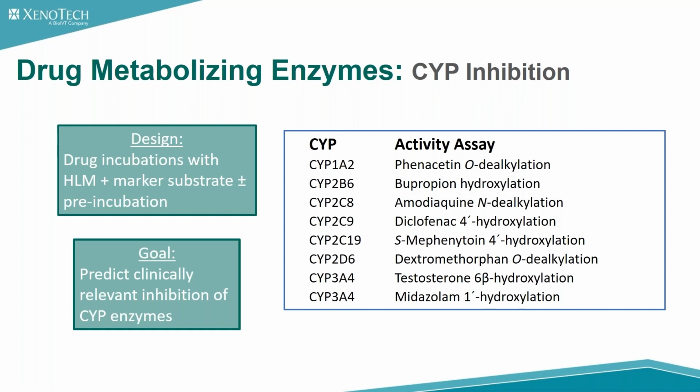So for CYP inhibition studies, human liver microsomes and a specific marker probe substrate of the various CYPs are incubated with or without a pre-incubation step of the drug. Now, this is generally conducted at 7 concentrations of the drug of interest, and this is to facilitate the calculation of any IC50 values if there is inhibition observed, and used to determine if there's any clinically relevant CYP inhibition. So this is just a list of the main CYP isoforms that are required to be investigated by the regulatory agencies, along with their preferred activity assays for the corresponding CYPs.